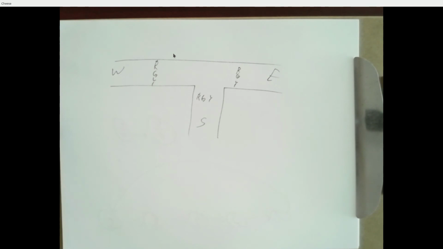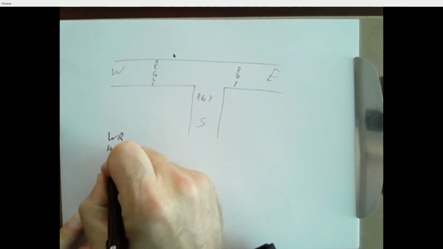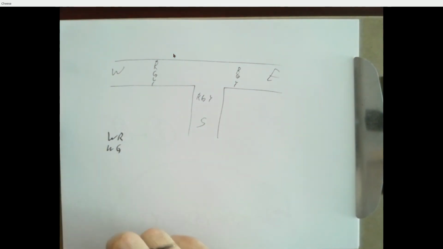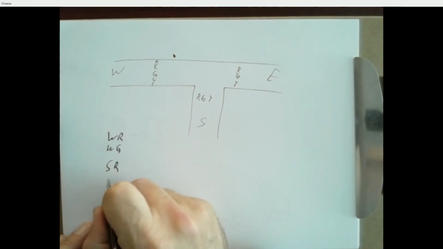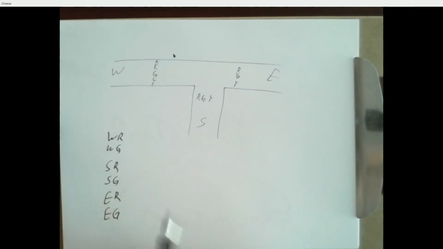West can be red or green. South can be red or green. And east can be red or green. Everybody agree with that? I don't quite agree with it. But there are 6 states, and they look very close to this.